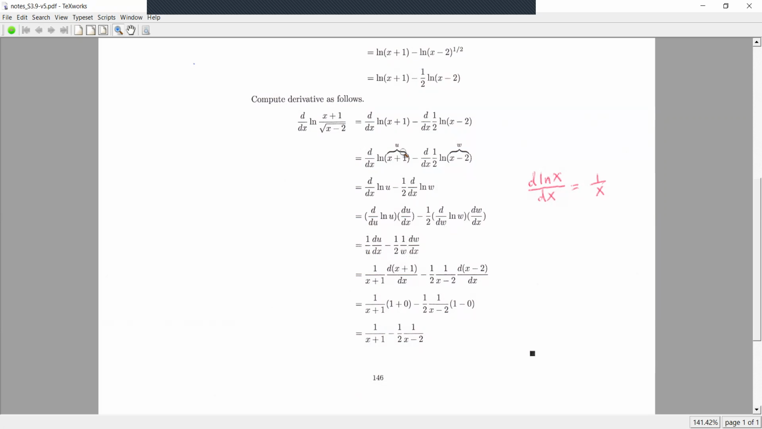Plug in x plus 1 in u. Plug in x minus 2 in w. Then I have this equation. The derivative of x plus 1 with respect to x is 1 plus 0. The derivative of x minus 2 with respect to x is 1 minus 0. Simplify this expression, then this is the result of this derivative.